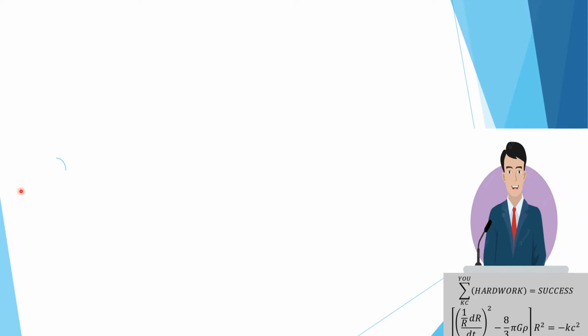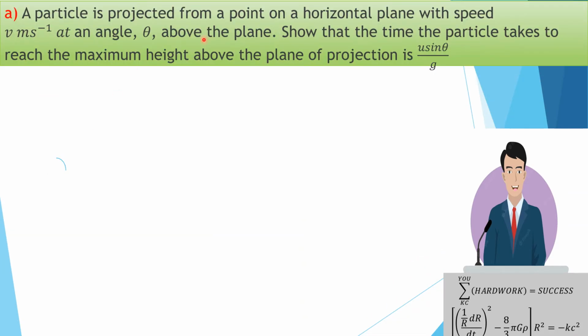Alright guys, so let's look at the solution to the problem. A particle is projected from a point on the horizontal plane with speed v at an angle theta above the plane. Show that the time the particle takes to reach the maximum height above the plane. Alright, so this problem is a proof.